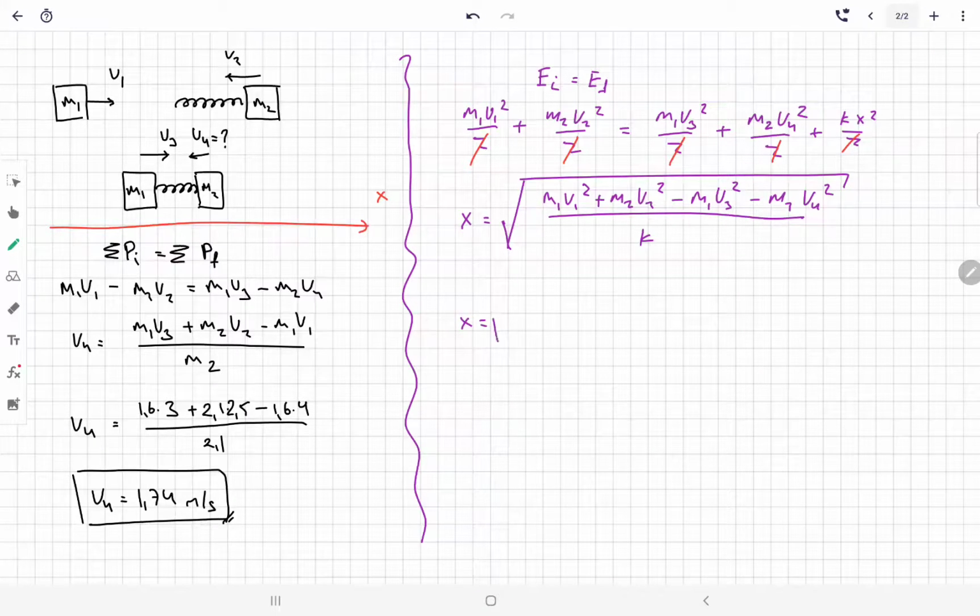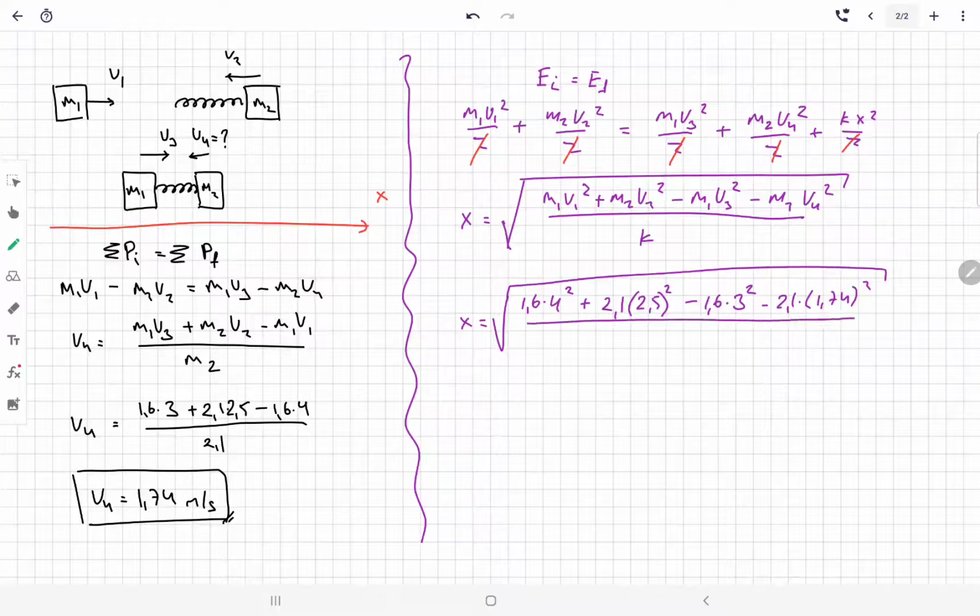So that's all. M1 is 1.6, initial velocity 4 squared, M2 is 2.1, its velocity 2.5 squared, minus 1.6 times 3 squared, minus 2.1 times its velocity 1.74 squared, over spring constant equal to 600. From here x will be equal to, so the final answer is 0.17 meters, or in centimeters it will be 17 centimeters. This is the compression of the spring.